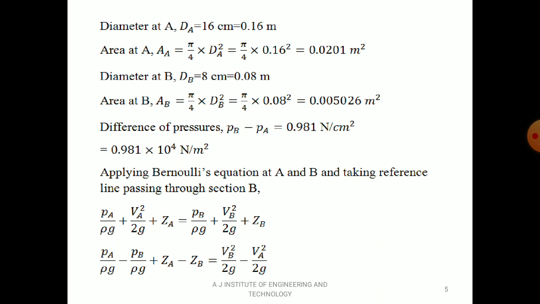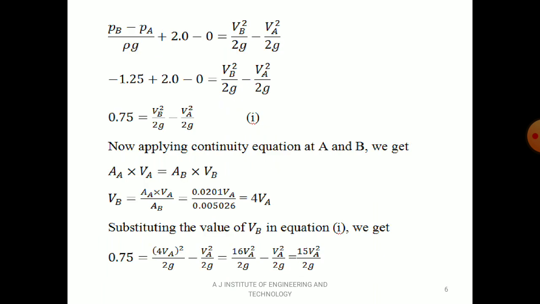Now what is PA divided by rho G minus PB divided by rho G equal to? We have PB minus PA, and the denominator is common, rho G. So PA minus PB divided by rho G plus ZA minus ZB equal to VB square divided by 2G minus VA square divided by 2G. PB minus PA is 0.981 into 10 to the power 4, so PA minus PB becomes minus 0.981 into 10 to the power 4. So PA minus PB divided by rho G plus 2.0 minus 0 equals VB square divided by 2G minus VA square divided by 2G. So minus 1.25 plus 2 minus 0 equal to VB square divided by 2G minus VA square divided by 2G.